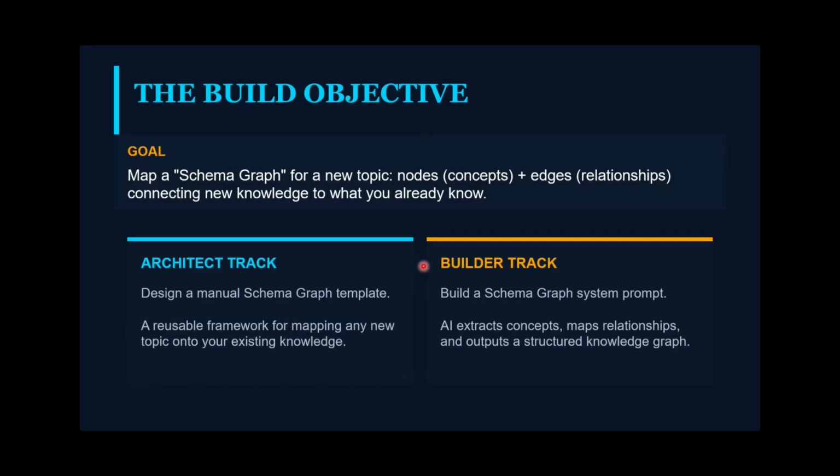My builders are going to be building a schema graph system prompt. So again, you're still focusing on prompting. We're not in code yet. We're still building our understanding up, especially for my non-tech folks out there. You don't have to worry about being overwhelmed by Python programming just yet. But you need to be thinking about ways to build or structure a system prompt where the AI is doing the lifting for you. It's going to extract the concepts, map the relationships, and output a structured knowledge graph. So how do you design a prompt and tell it to do that for you?